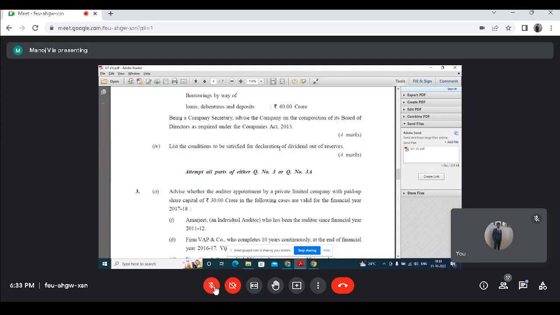As per Section 123, sir, if they have not paid depreciation, they cannot issue dividend. Correct. And if they have defaulted on any current year dividend or previous year dividend payment, they cannot pay. Correct. So all those points you will write. Okay.